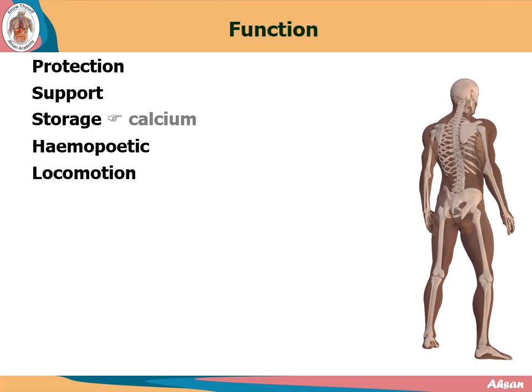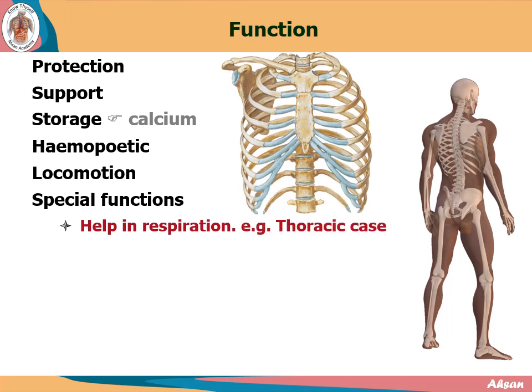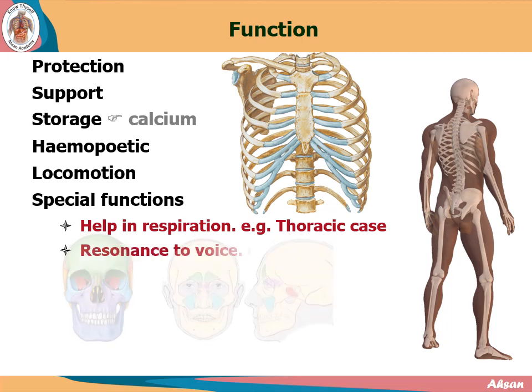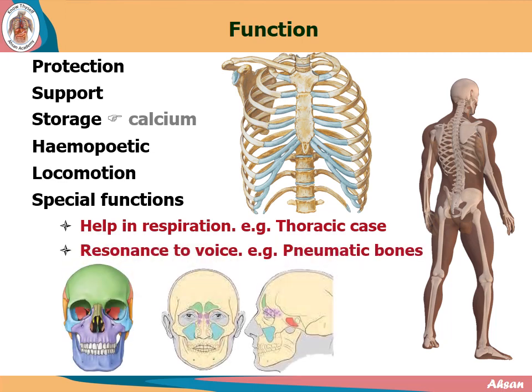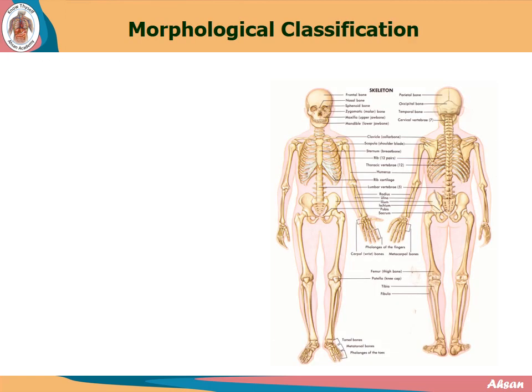Locomotion means movement. Because of the presence of the joints, we can walk, we can run, and also we can bend our body in different directions. Some special functions we can mention, like the thoracic cage, which is specially made to perform respiration. There are some bones with a cavity inside that help in modulation of the voice.